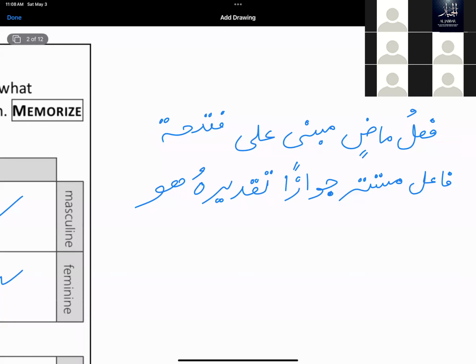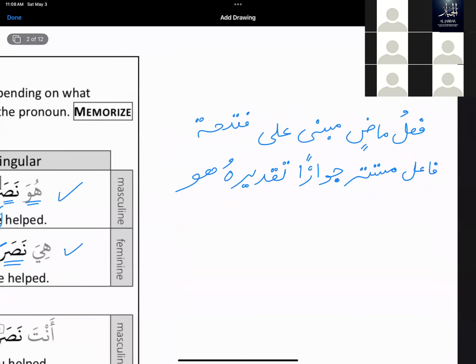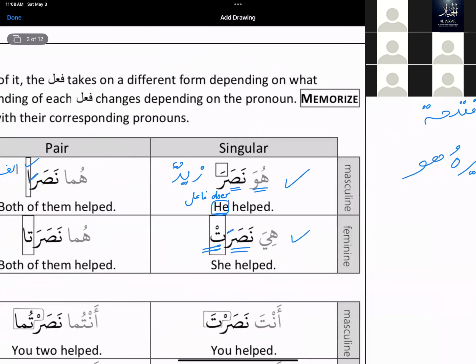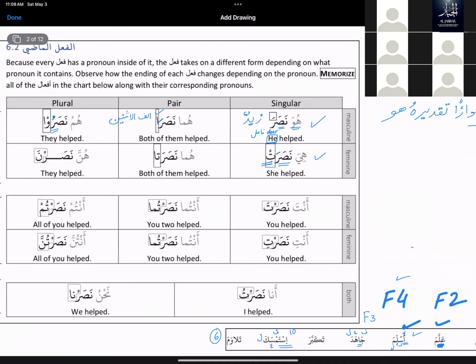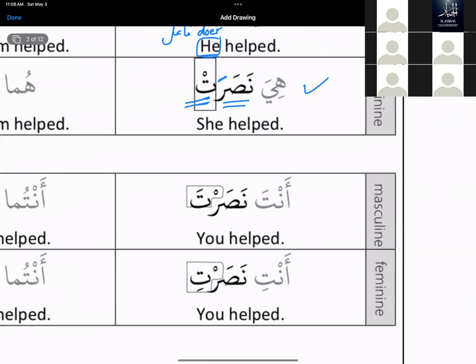Failun, madin, mabni, ala, fatha. Fail mustatir jawazan. So I'm not talking about the fail yet. I'm getting you familiar with that term. Nasarat: what is the haraka on the last letter? Fatha. The last letter is ra. Noon, swad, and ra are the root letters. We are talking about the root letters. This ta is the sign of feminine. This is not part of the root letters. This is not the fail.